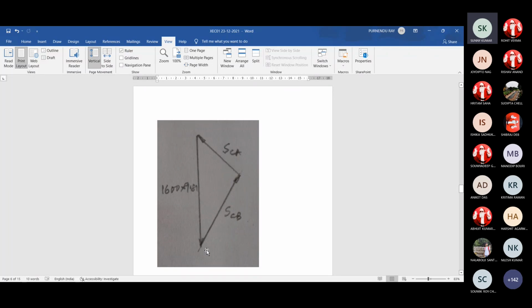And name this thing. This is the terminal point. Erase this extended part of this line and put proper unit. This is in Newton. SCB, that should also be in Newton. And this is SCA.